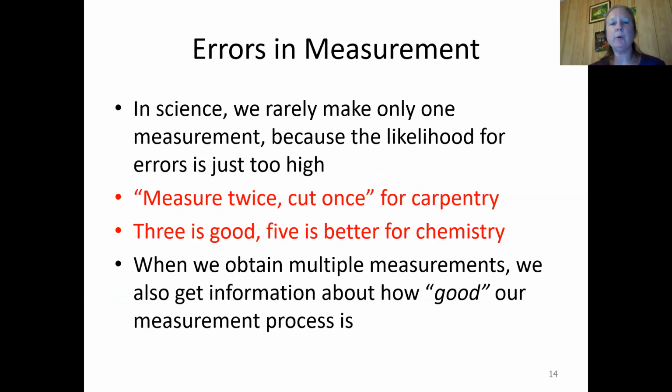Repetition, as I said, is critical in experiments. In carpentry, you've heard measure twice, cut once. When we're doing experiments, you do at least 3 reps, preferably 5, to feel confident in your number, in your data, because there can be reasons that the numbers are wrong. And that's when we talk about how good the measurement process is.